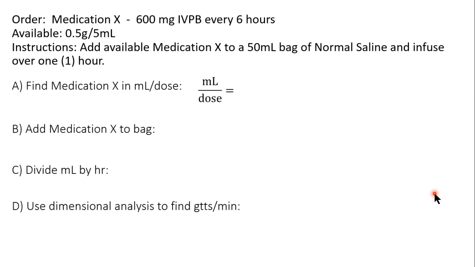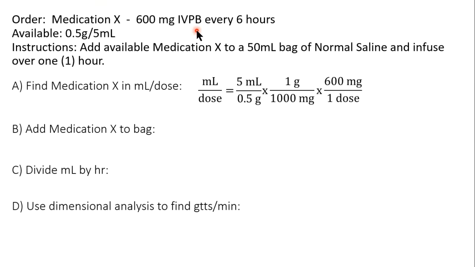We put the available, so milliliters go on top, 5 milliliters over 0.5 grams times our conversion, since our order is in milligrams, so times 1 gram over 1,000 milligrams times the 600 milligram per dose. The grams and the milligrams cancel out, so we have 5 times 600, which is 3,000, divided by 0.5 times 1,000, which is 500, which is equal to 6 milliliters per dose.